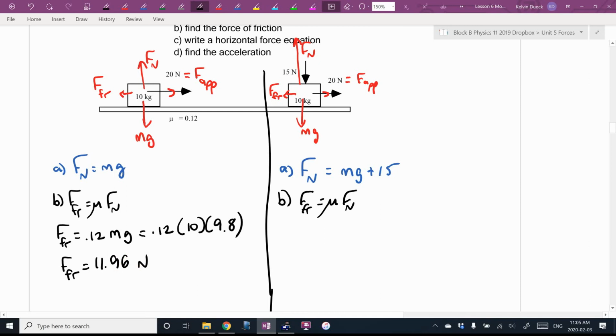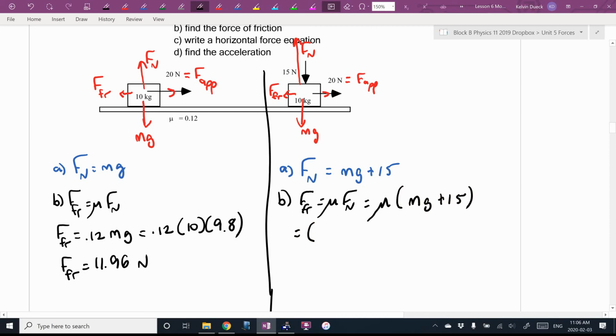On the right-hand side, friction is still mu times the normal force. I don't know the normal force. Oh, but look. I don't know another force the same size as the normal force, but I know some forces, plural, the same size. What can I replace the normal force with? Or as I like to say, mg plus 15. So it's going to be mu bracket mg plus 15.